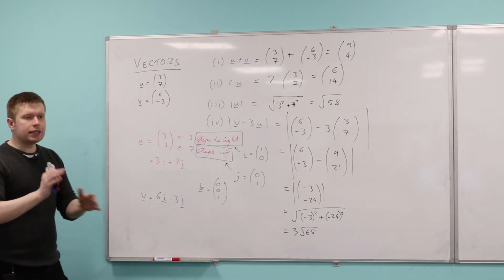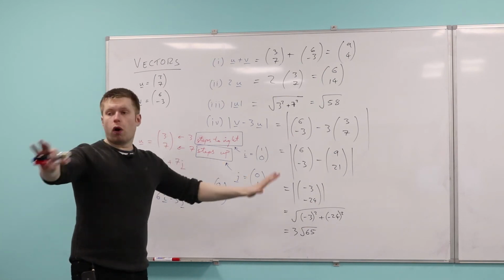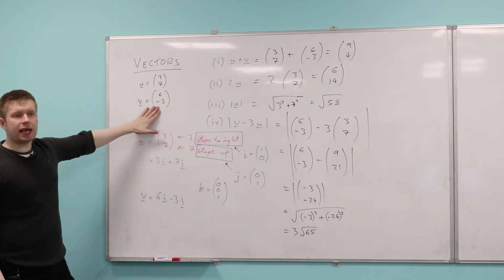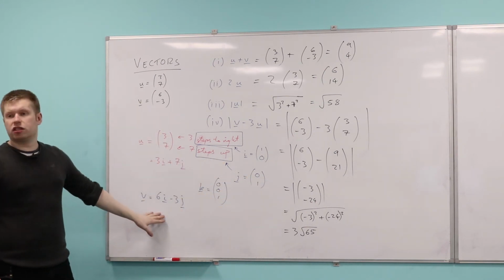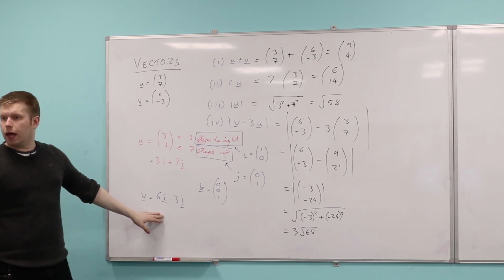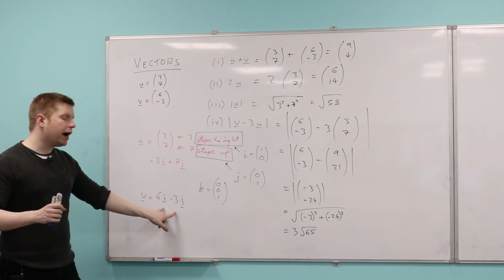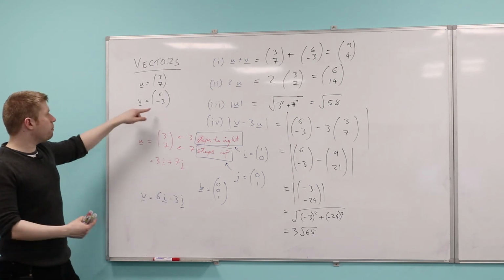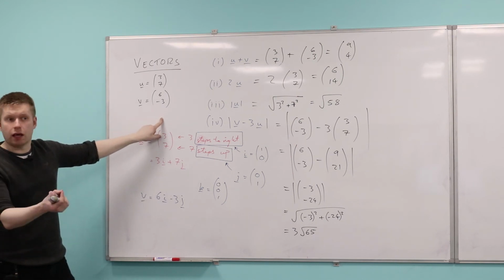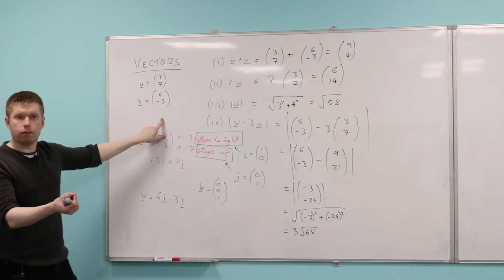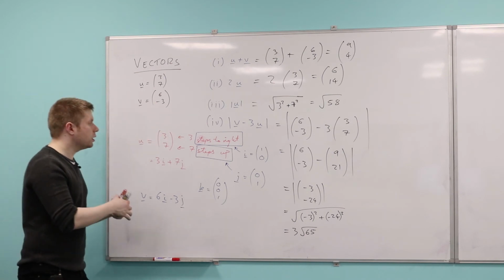So if you start seeing i's, j's, and k's going on, don't worry, don't panic. It's still exactly the same thing we were doing before. It's just they've written it slightly differently. And in fact, what I would encourage you to do, if you see i's, j's, and k's going on, is convert them back into column vector notation. It's easier to see what's going on. Happy with that? Okay, good.